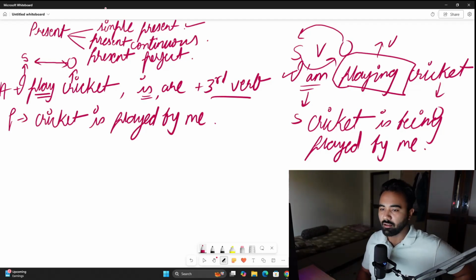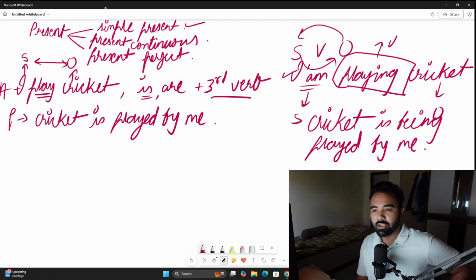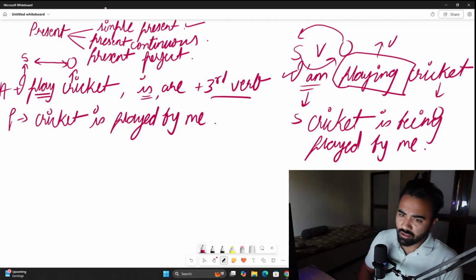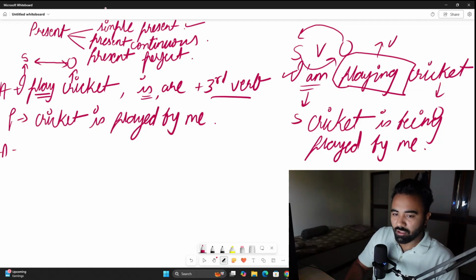There are a number of worksheets that I have for each separate tense that you need to practice for active to passive voice. Initially it might seem very difficult, but once you get the hang of it, things become easy. Alright, so let's take one more sentence. So the active is he.